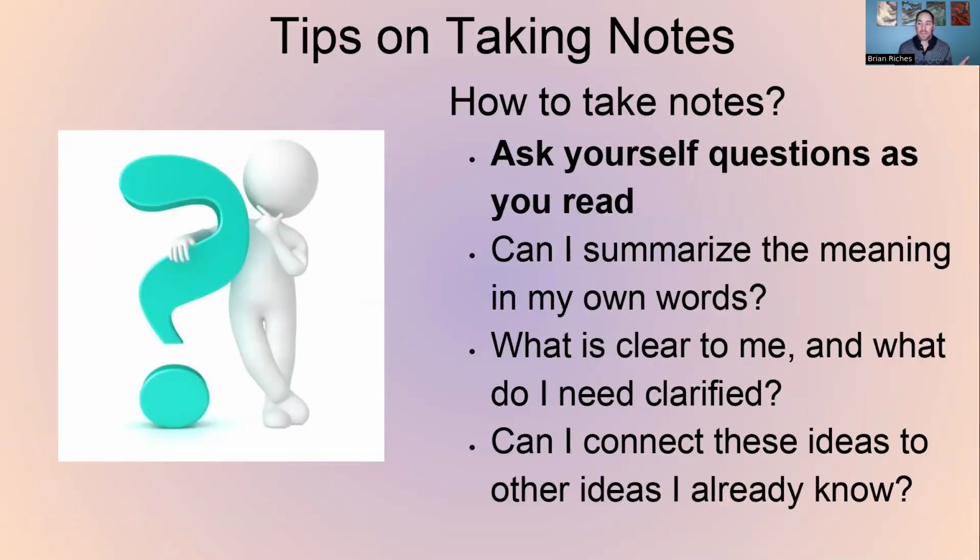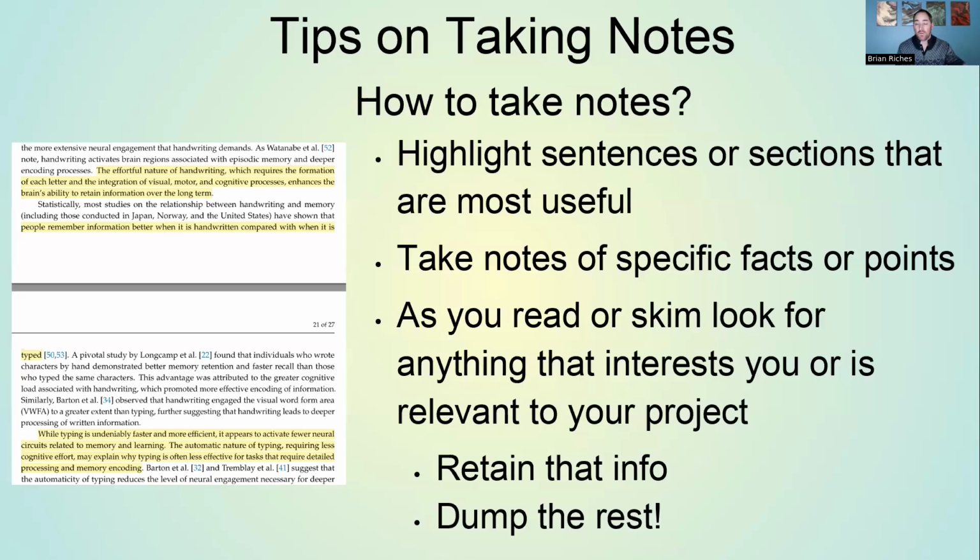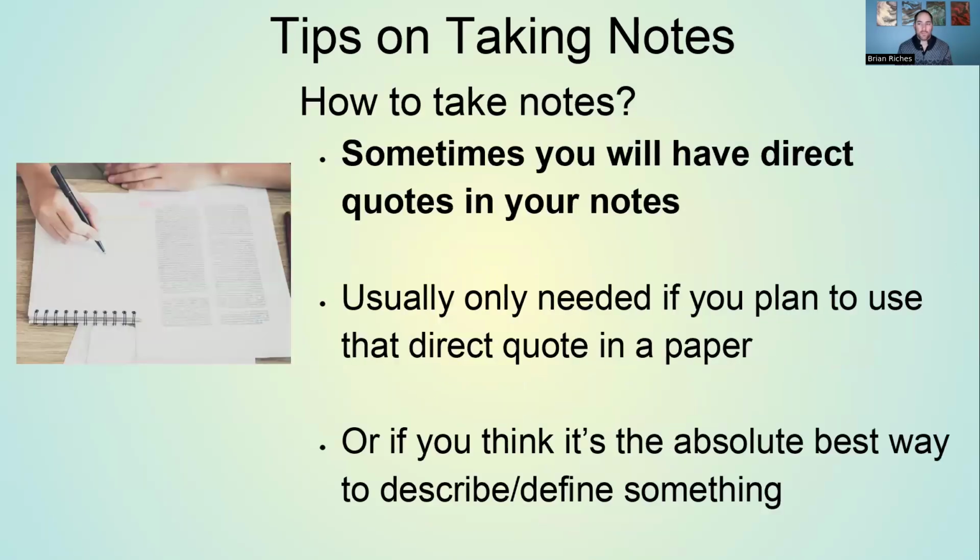Ask yourself questions like, how can you summarize this? What is clear? What is connected to things I already know? What are examples I thought of while reading it? And then highlighting can be really useful, especially to look for specific things that are of interest to you for your paper or what you're wanting to learn.